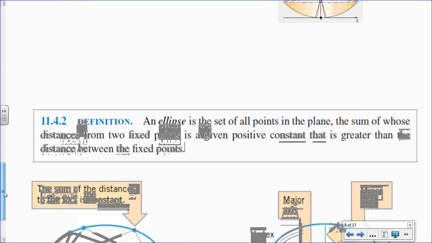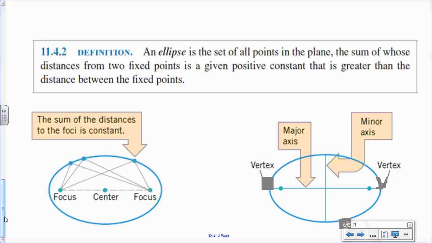Another thing we define in this section is the ellipse. So the ellipse is related to the parabola and a circle. It's related to a parabola because it has a focus. It actually has two, so we call those foci. But it's related to a circle because it has a center.